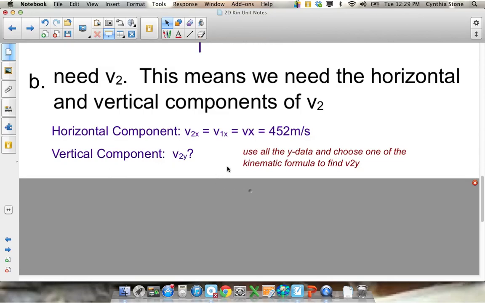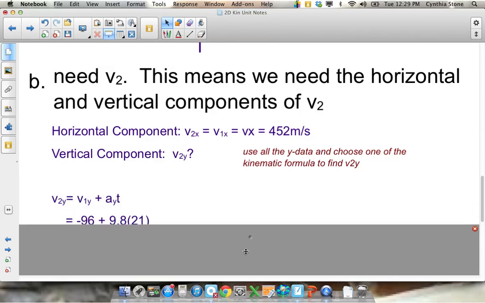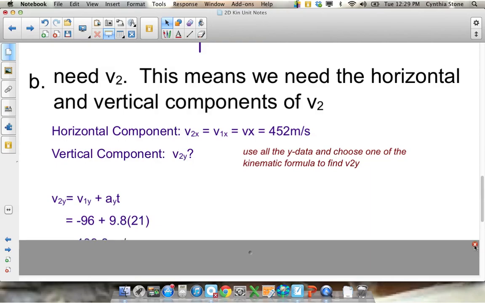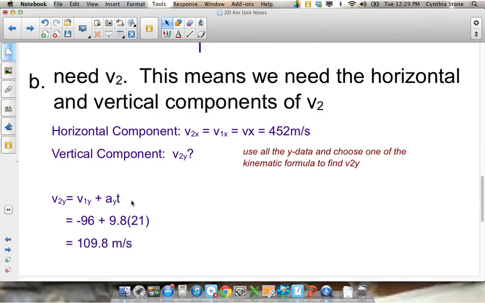The vertical component is to use all the y data we have, choose one of the kinematics formulas and solve for V2y. Okay, so then we'll know V2x because it's going to be the same as the initial. V2y, I chose this formula, but you could have chosen any of them, okay? V2y equals v1y plus ayt. You could have chosen v2 squared equals v1 squared plus 2ad. Any of those would have worked because you have all kinds of information at this point. Well, I chose this one. I found it to be 110 meters per second down, positive, so down.